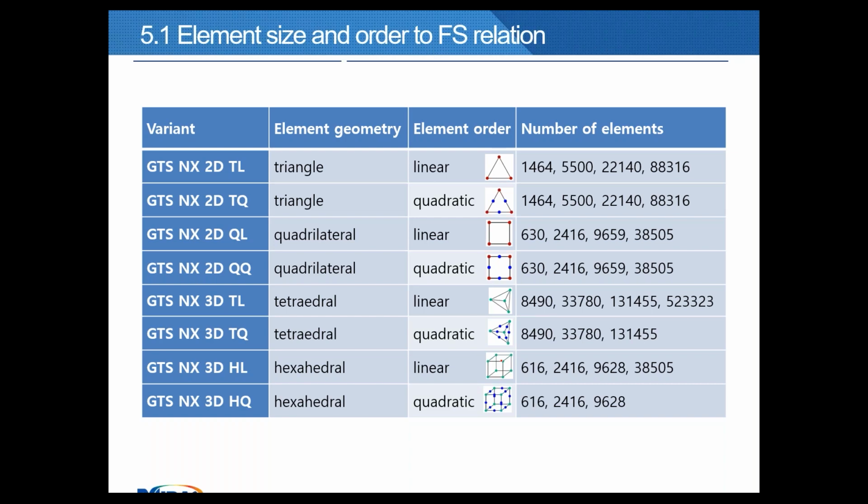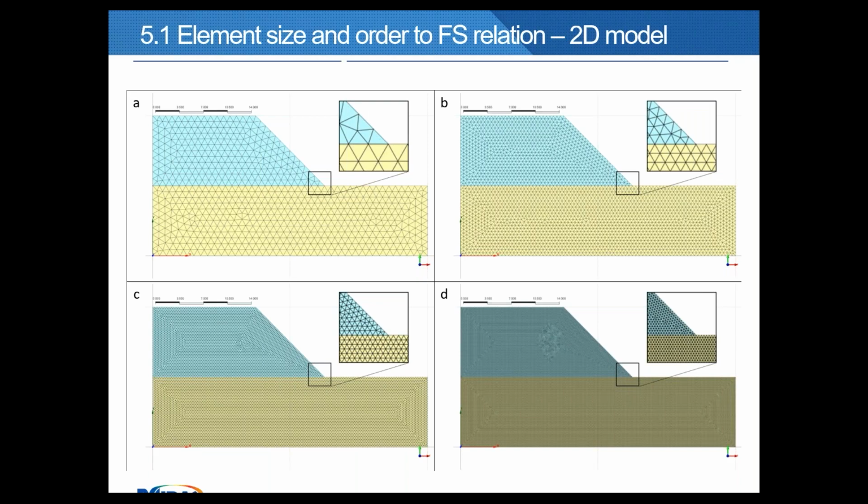And the number of elements, you can see from about 600 elements for the coarse mesh to about 500,000 for the finest mesh. Okay, that is how this mesh looked for 2D model.